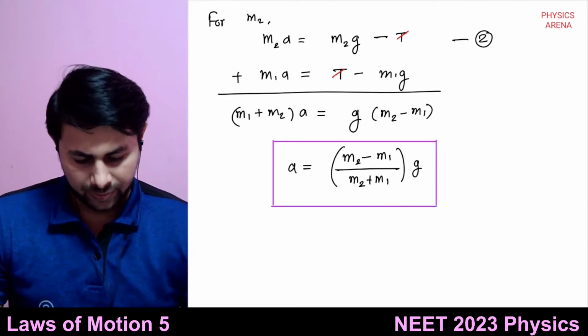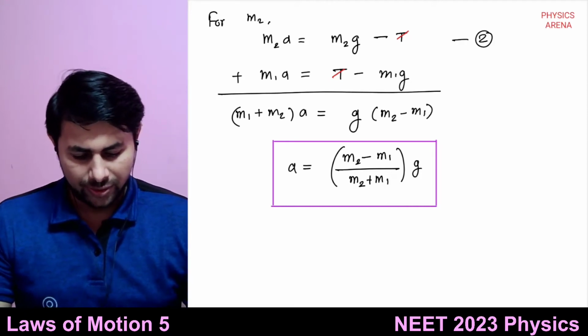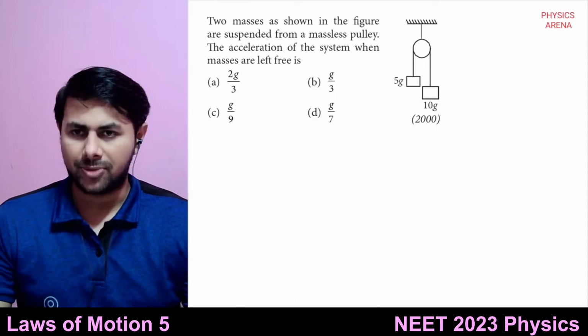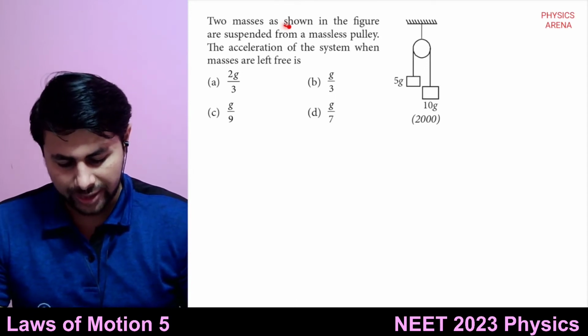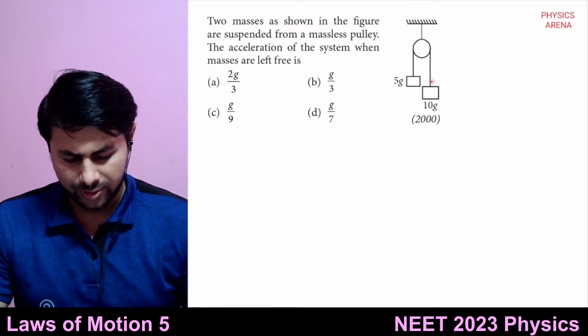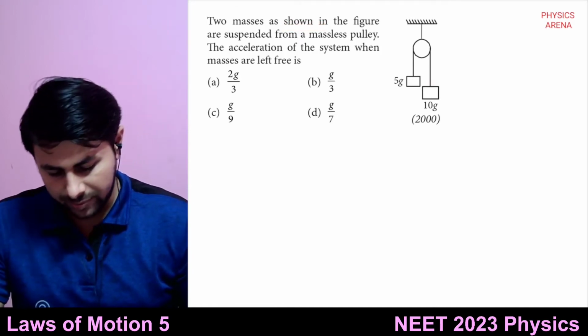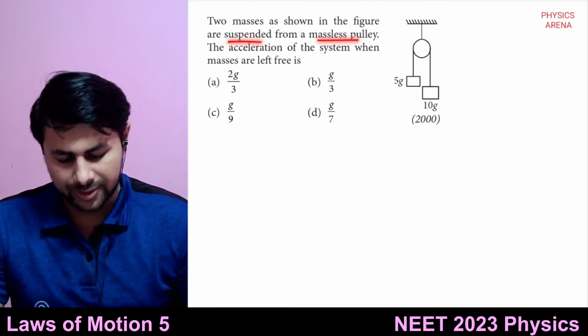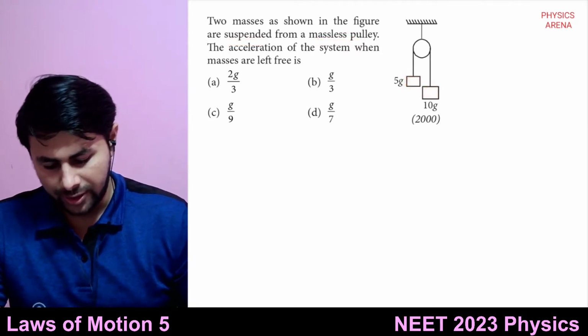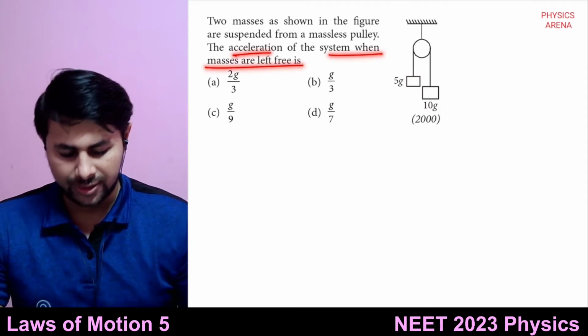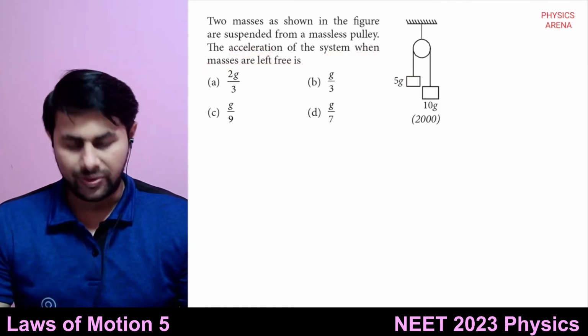Clear. Good. So now let us solve some problems based upon this, which were asked in the NEET exam. We have two masses as shown in the figure. This is Atwood's machine. They are suspended from a massless pulley. The acceleration of the system when the masses are left free is very simple.